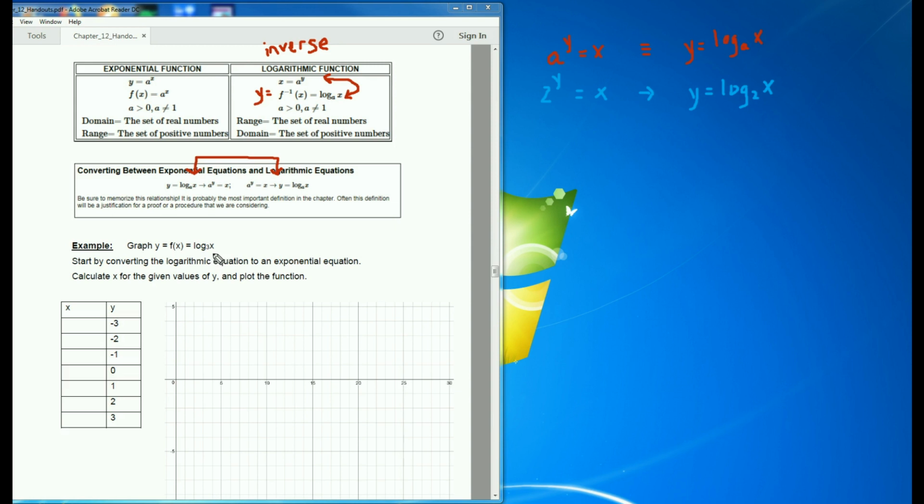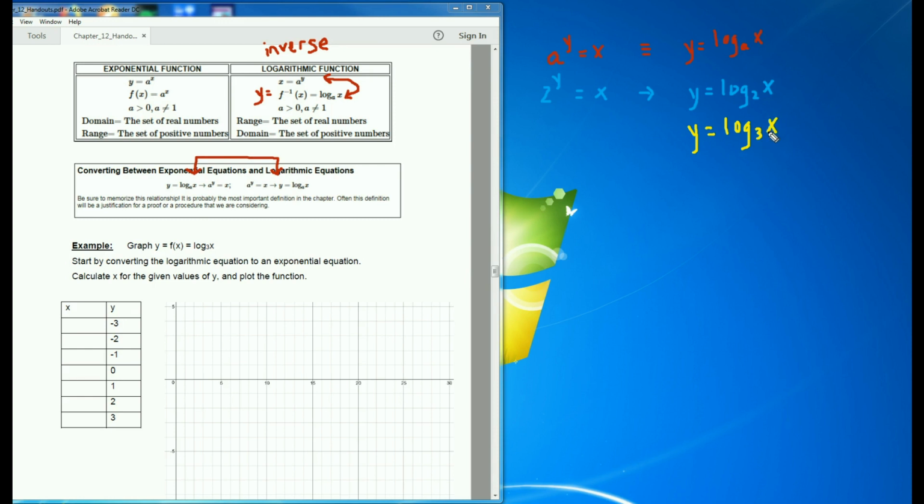All right, so one of the objectives for this section is that you need to be able to graph these logarithmic equations. So for example, here's a different one. Graph this: y equals log base 3 of x. The technique here is we're going to convert this logarithmic equation into an equivalent exponential equation. So let's just use our format up here. What we have is y equals log base 3 of x.